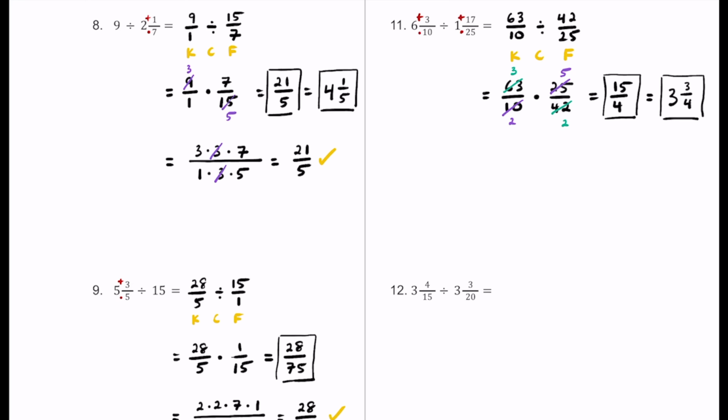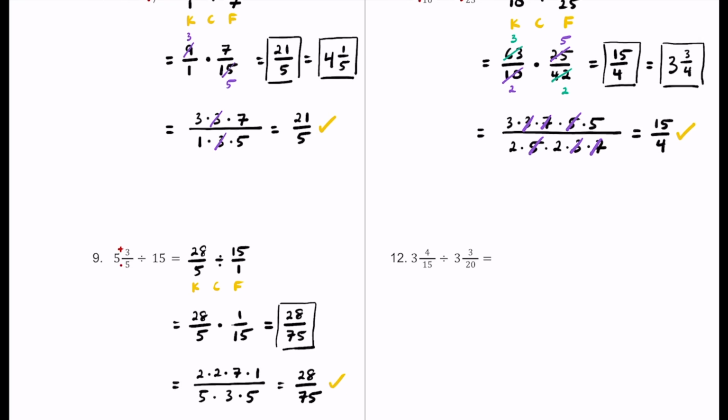Okay, if we were using prime factorizations, you could go ahead and break these numbers down as well. So 63 breaks into 3 times 3 times 7, and 25 breaks into 5 times 5. 10 breaks into 2 times 5, and 42 breaks into 2 times 3 times 7. If you're looking for things that we can cross out, looks like this 5 and 5 we could do that, this 7 and 7 we could do that, and I think we have a 3 and a 3. So on top, 3 times 5 is all we have left, it's 15, and on bottom 2 times 2 is 4. So I think this is exactly what we were looking for.